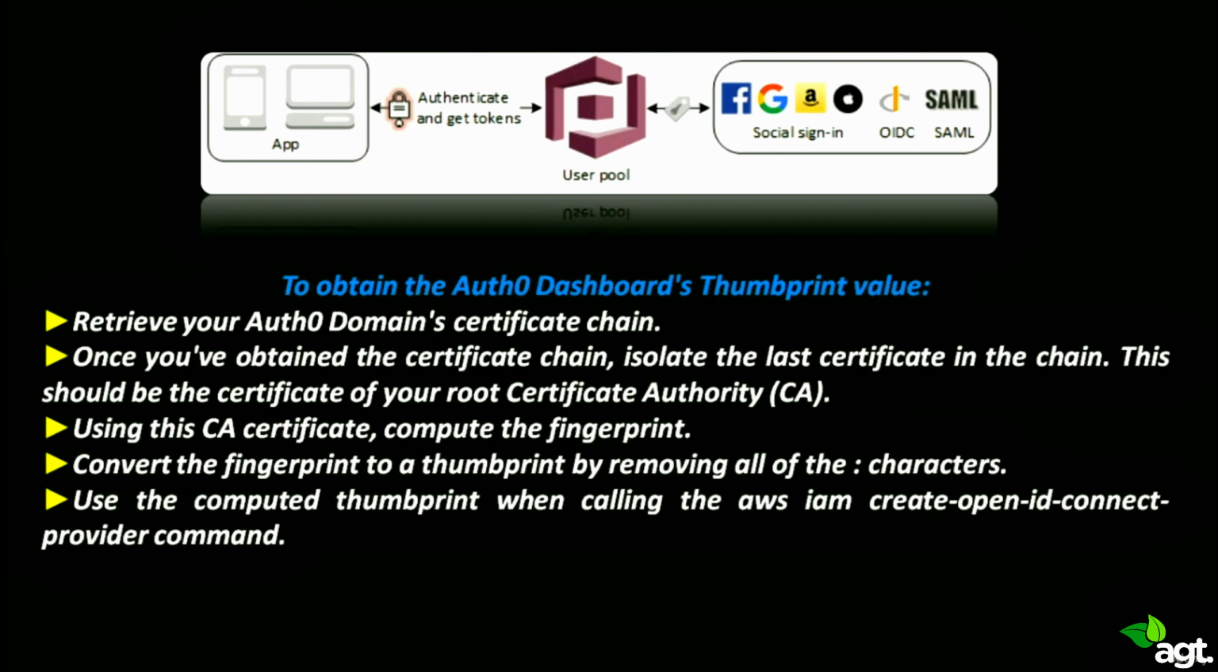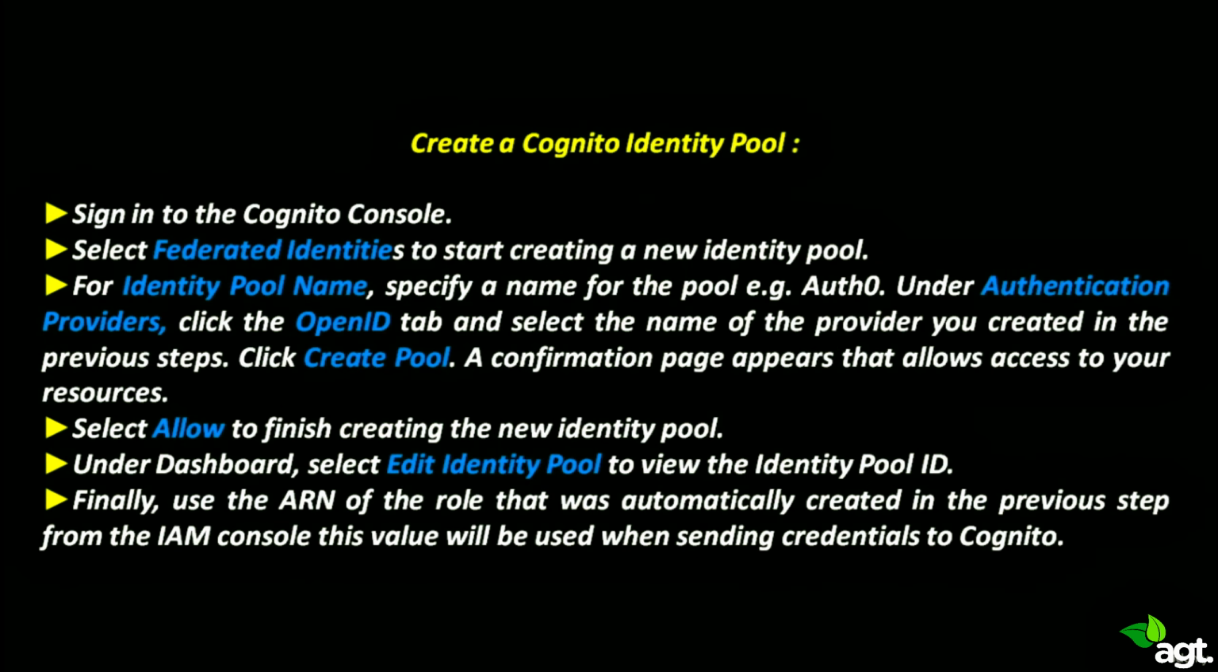To obtain the Auth0 domain thumbprint value, retrieve your Auth0 domain certificate chain, and once you have obtained the certificate chain, isolate the last certificate in the chain, and this will be the certificate of your root certificate authority. Using this certificate, compute the fingerprint and convert the fingerprint to a thumbprint by removing all of the colons. Use the computed thumbprint when calling the AWS create-open-id-connect-provider command.